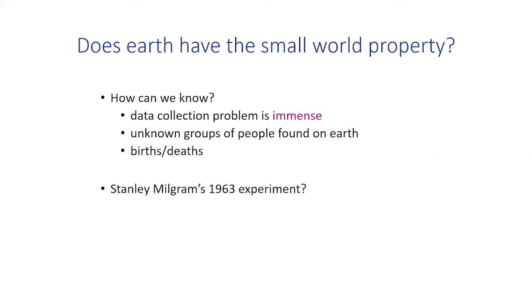There was a famous experiment by Stanley Milgram in 1963, attempting to verify whether we have the small world property. It had an interesting result, but people still argue about what that actually means, and people retried these experiments. By the way, Stanley Milgram is associated with the name 6 degrees of separation, but this has been studied since the early 1900s by various people. So it has been kicking around.